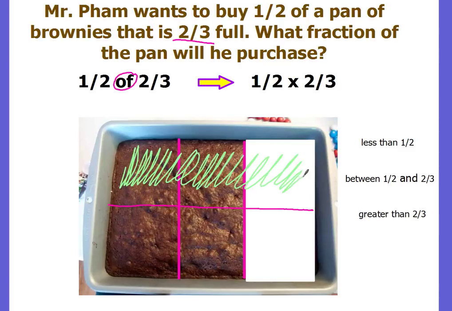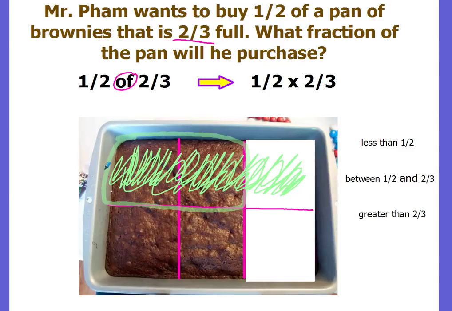All right, so let's look at the area that Mr. Pham is going to buy. The area of the pan that he's going to buy is going to be this area right here. It's where you have the green overlapping with the brownies. So this area right here, is it greater than the 2/3? Well, this whole row would be 2/3, and it's not. It's only 2 sections of it. So it's not greater than. Is it between 1/2 and 2/3? Well, half would be 3 sections. The 2/3 would be 4 sections. So it's not in between because it's only 2. So it's going to be less than 1/2.